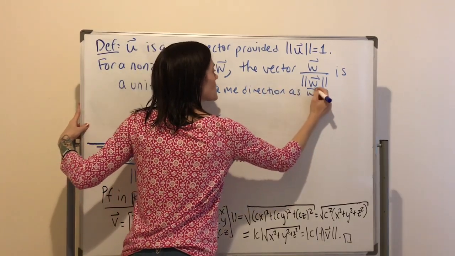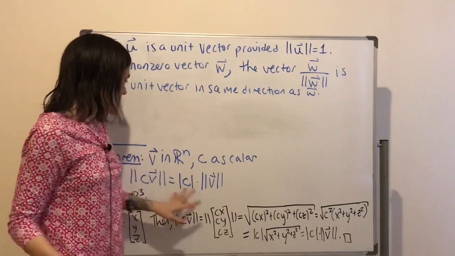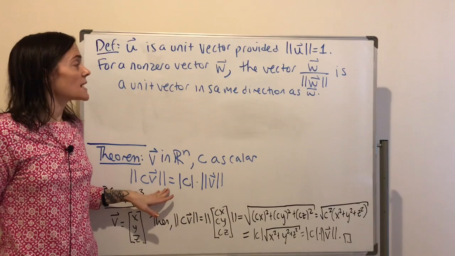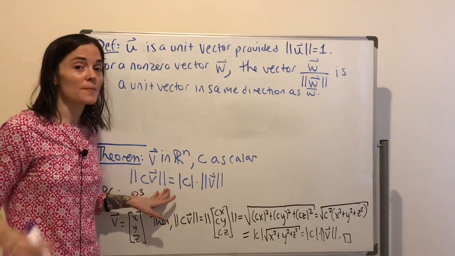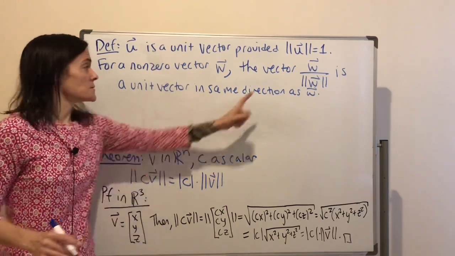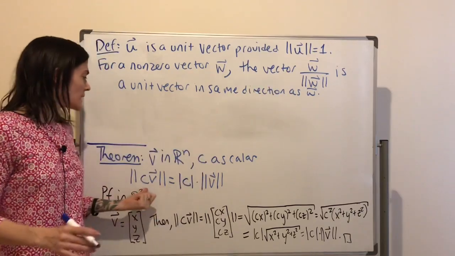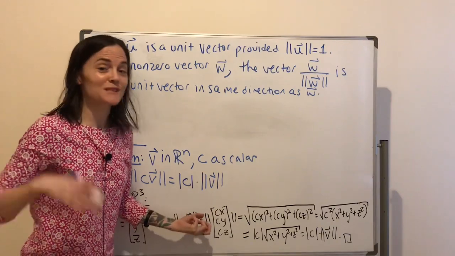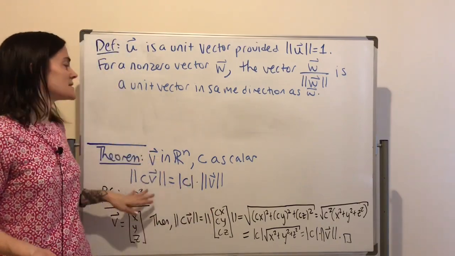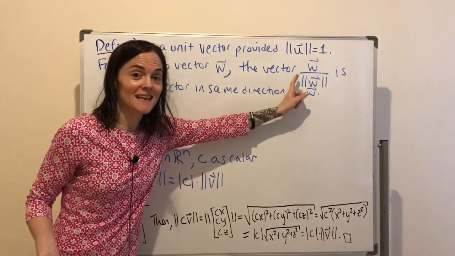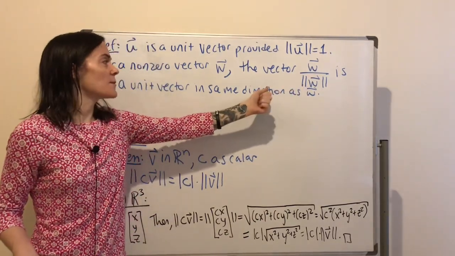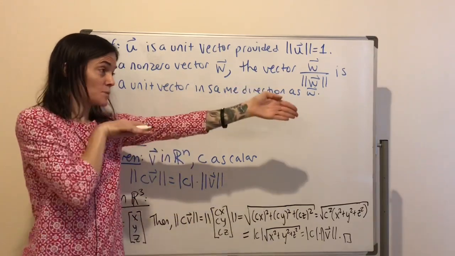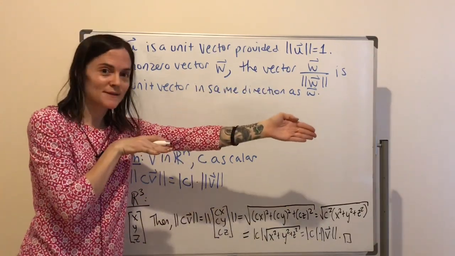As W. Well, if you think about what this says, all I've done is I take W and I multiply it by 1 over the length. So this thing will have length 1 over length W times length W, which is 1. So clearly, in light of this theorem that we proved, this vector has length 1, and I'm just scaling W by a non-negative factor. So it's still going to point the same way. It'll just be shorter or longer depending on W's length.